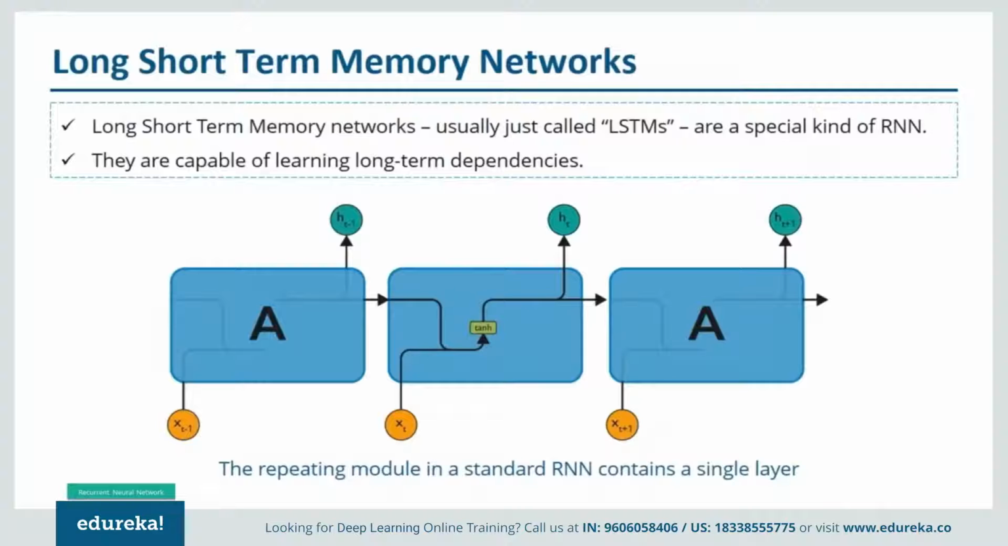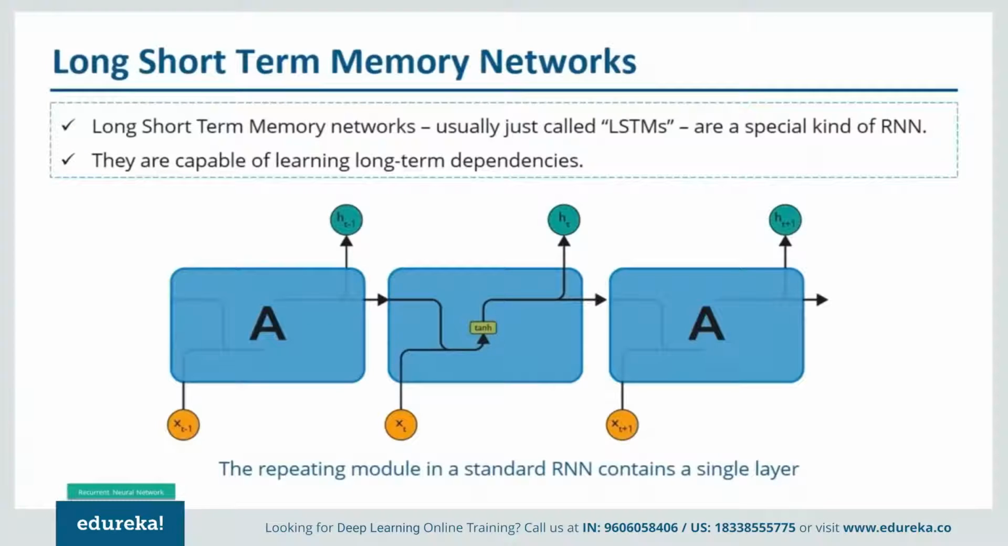But there are a few cases where we need more context. Consider trying to predict the last word in the text, I grew up in France. Then there are some words, and after that comes, I speak fluent French. Now recent information suggests that the next word is probably the name of a language. But if we want to narrow down which language, we need the context of France from further back. And it's entirely possible for the gap between the relevant information and the point where it is needed to become very large. This is nothing but long-term dependencies, and LSTMs are capable of handling such long-term dependencies.